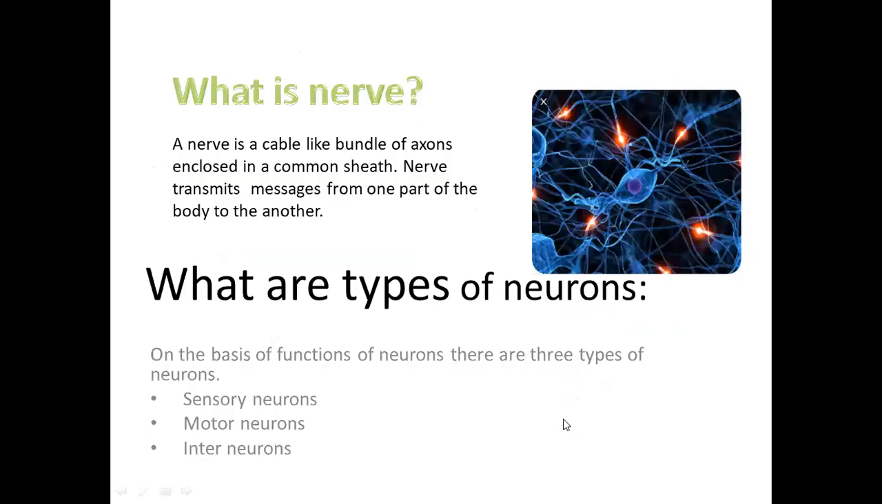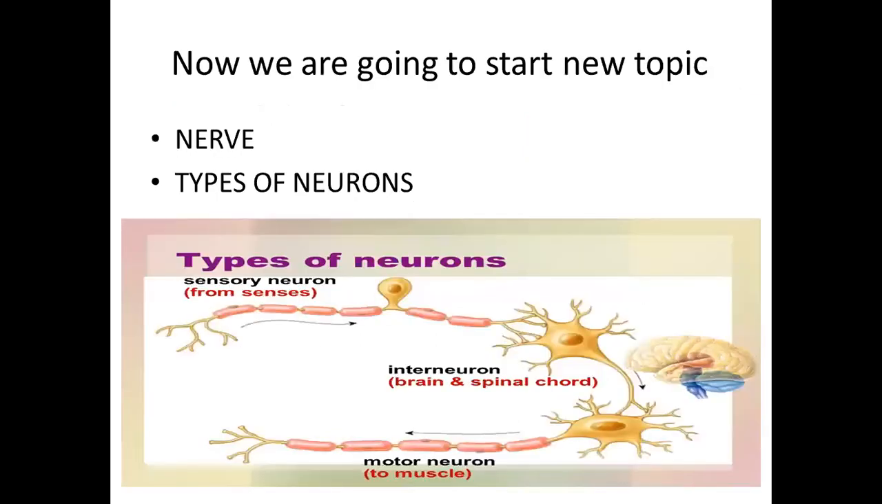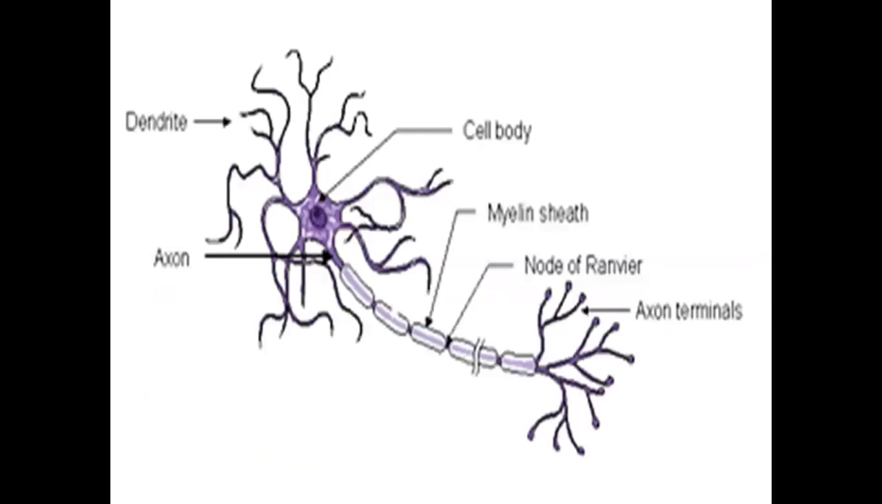Okay, this is actually the main focus of today's topic, nerve. What is nerve? Simply, you can call it a cable which is composed of a bundle of axons. Now recall axons. From the structure of neuron, you can recall a component of a neuron that was a long thread-like structure originating from the neuron cell body. This one is the axon, and it carries messages away from the cell body.